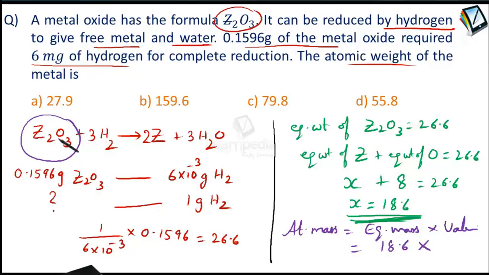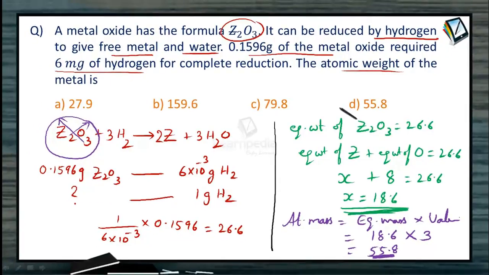Because this becomes the valency of the metal, that is 3, and this 2 becomes the valency of the oxygen. That's a very basic concept you might have learned in your school days. So what is the valency of the metal? 3, isn't it? It is similar to that of Al2O3. So multiply this 18.6 with 3. We get the final value as equal to 55.8. That is the atomic mass of the metal, which is there in option D.